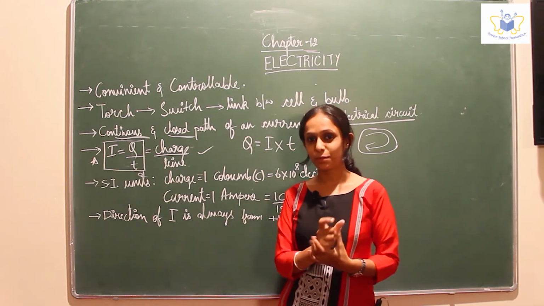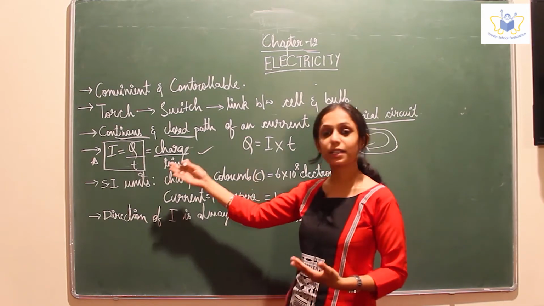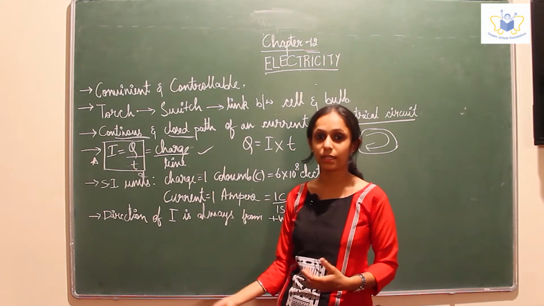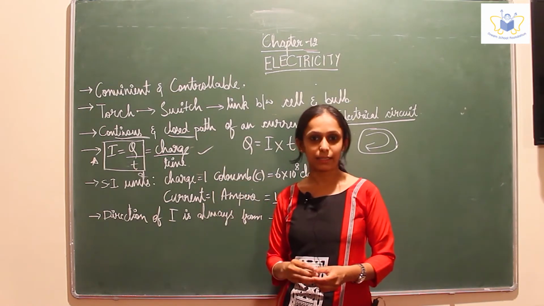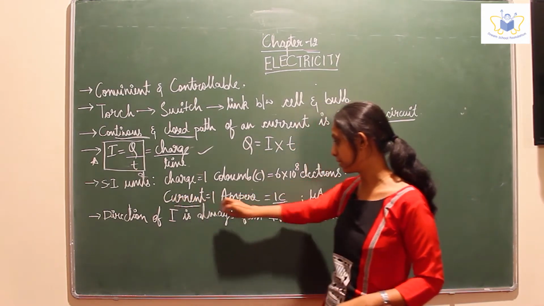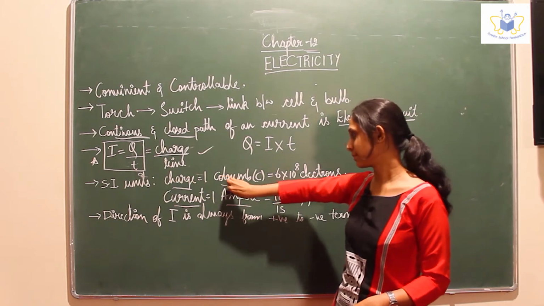So your age is measured in terms of years. Similarly, there are many SI units in electrical components to measure various quantities. So what is current? How will you tell what the current is? It is amperes. The SI unit of current is ampere. Similarly, the SI unit of charge is coulomb.